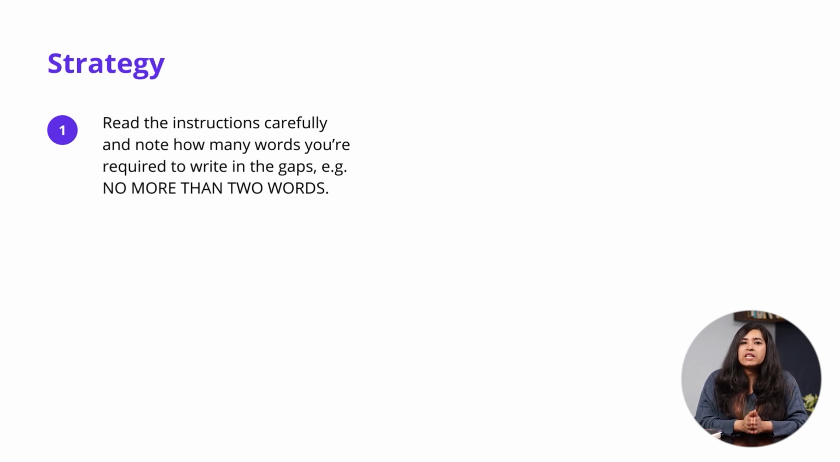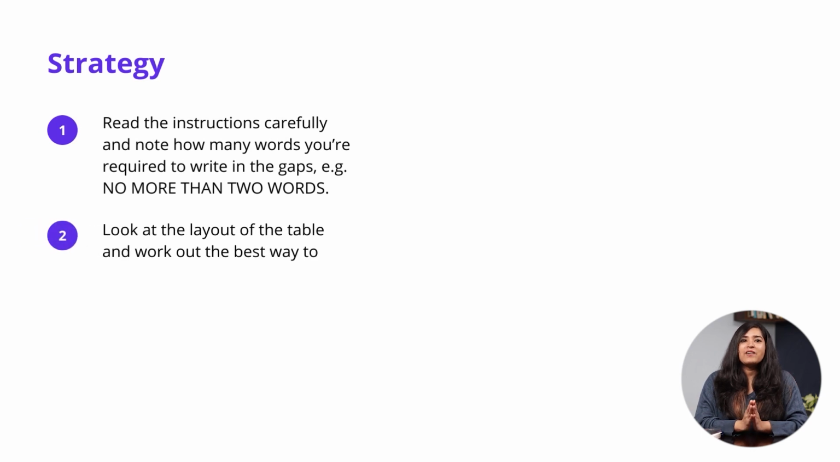First of all, read the instructions carefully and note how many words you're required to write in the gaps. For example, no more than 2 words. As we discussed, if you write more than what is required, even if some part of your answer is correct, you will be marked incorrectly. Look at the layout of the table and work out the best way to read it. Note any headings that will give you clues as to its subject and the content.